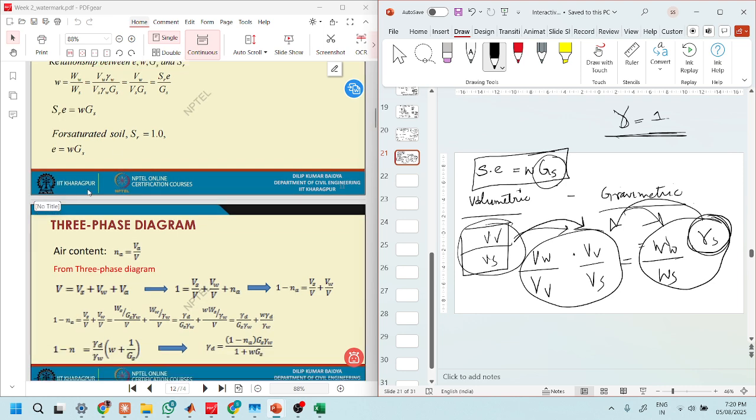So one more thing we can have is air content. Air content just tells you about the air content in the complete sample. It's not per volume of voids. It's not like degree of saturation. Degree of saturation is volume of water over volume of voids.